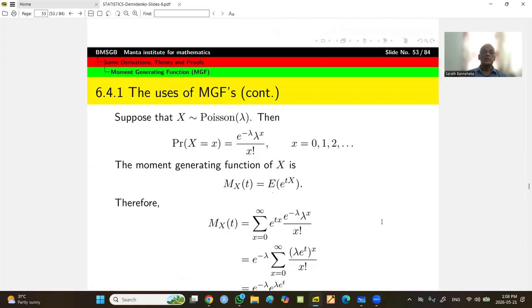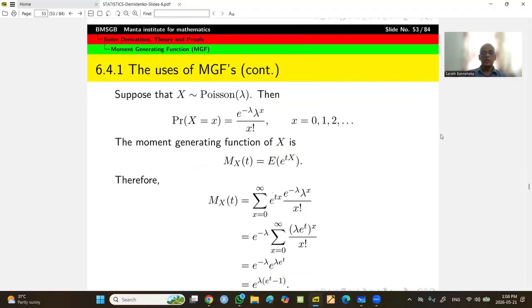So because x has a Poisson distribution, we know the probability mass function is given by this expression, where x can be 0, 1, 2, up to infinity. So the moment generating function by definition is this one. So let us apply that to this particular case. Expected value of e to the power tx is equal to the summation of e to the power tx times the probability mass function. You have to add over all possible x's from 0 to infinity.